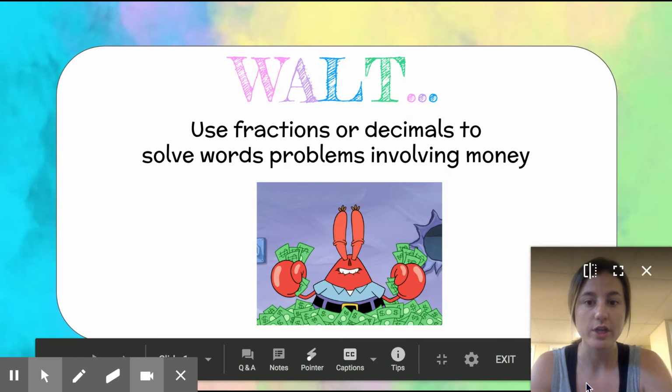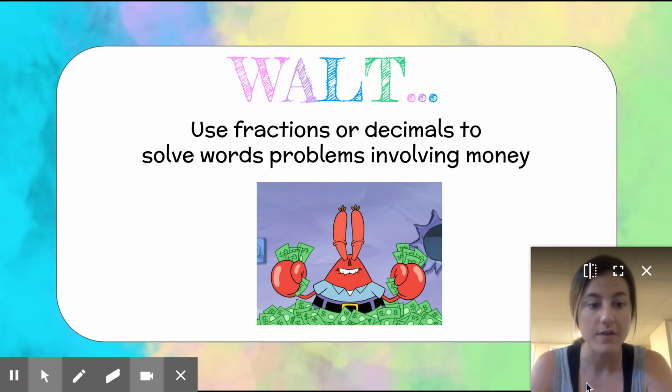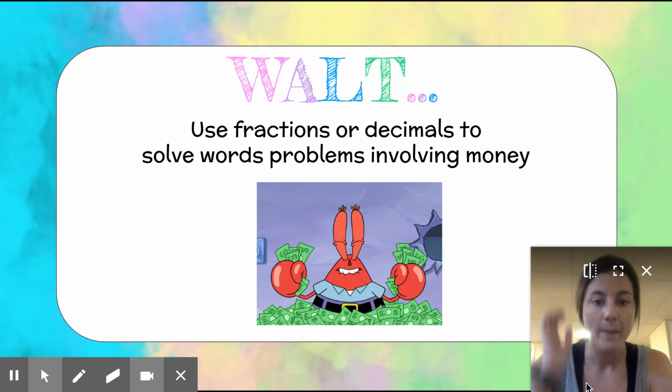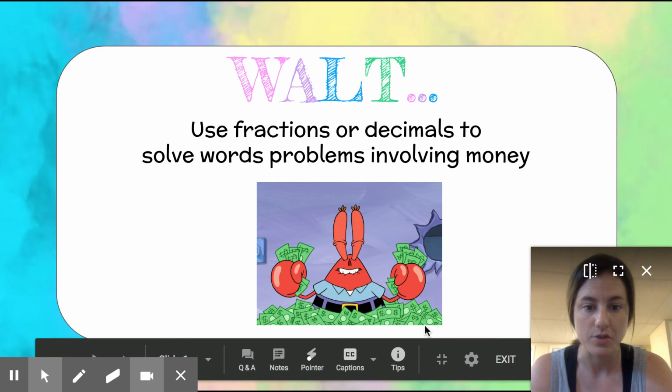We are learning to use fractions or decimals to solve word problems involving money. So we are going to be talking all about money. And of course, we put Mr. Krabs because we all know that he loves money. So you know the deal.